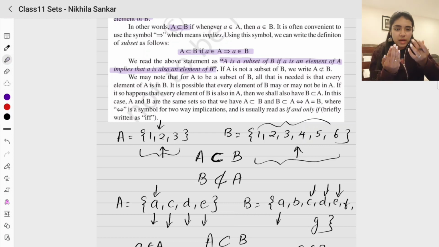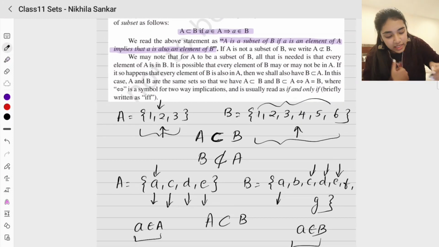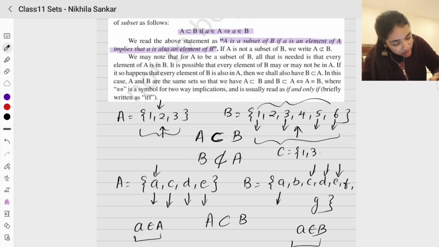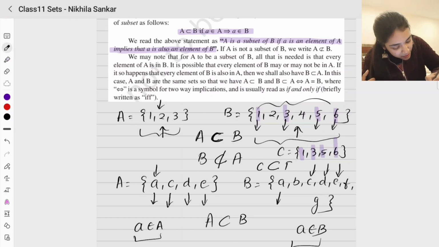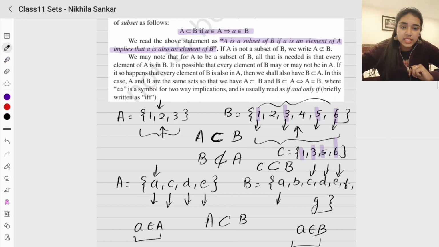B லேந்து ஒரு part நம்ம பிரிச்சு எடுக்கிறோம். So இப்போ இந்த இடத்துல இருந்து I'll take the elements 1, 3, 5 and 6. So I have C equals 1, 3, 5, 6. I have taken the elements from B. You see, I have taken 1 from here, 3 from here, 5 from here and 6 from here. I have taken the elements from B, which means C is a subset of B. புரிஞ்சுதா? C is a subset of B because we have taken the elements from B.